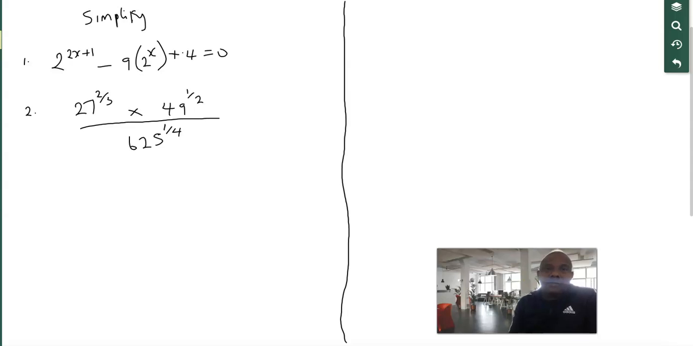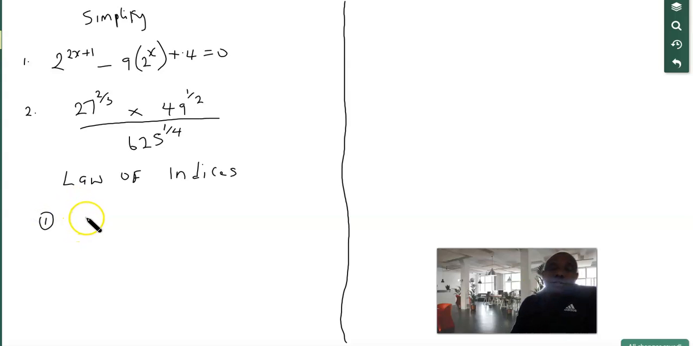From the laws, we can now know how to apply the laws of indices. So we'll start with the laws of indices. Number one law of indices is the multiplication law. If you have a raised to x times a raised to y, it is equal to a raised to x plus y.